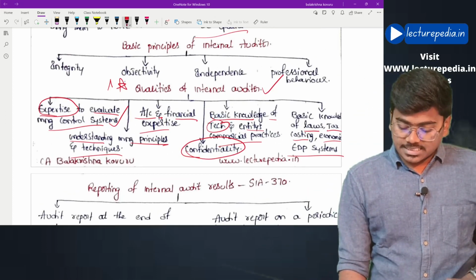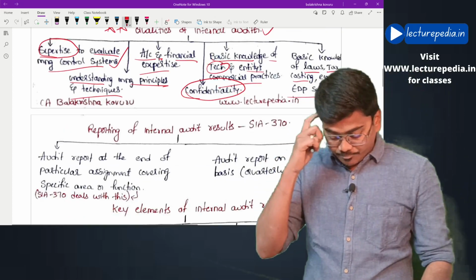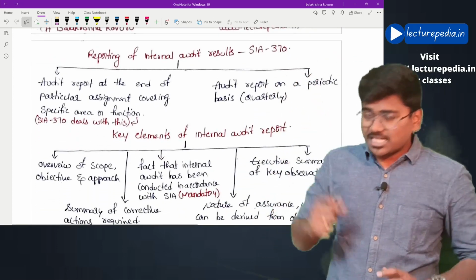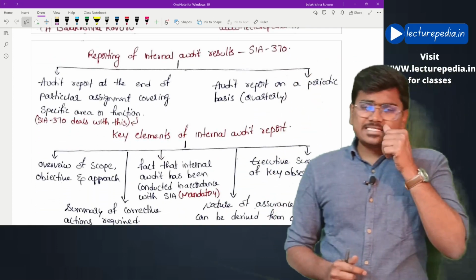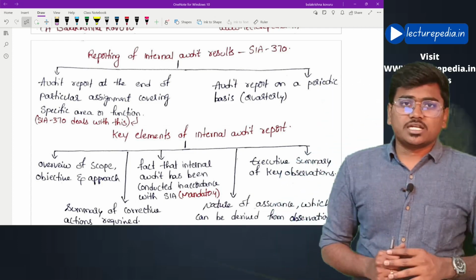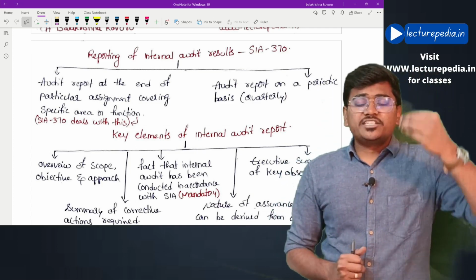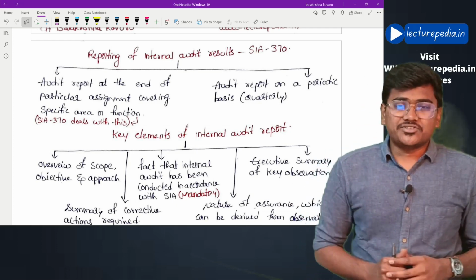You can mark this one as important. And next, coming to reporting of internal audit. Just like statutory audit, even in case of internal audit also, the internal audit report will be given to the organization.